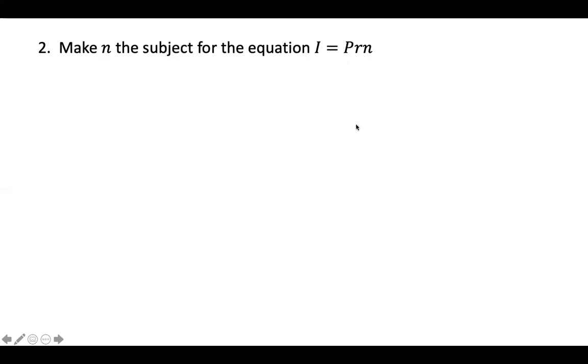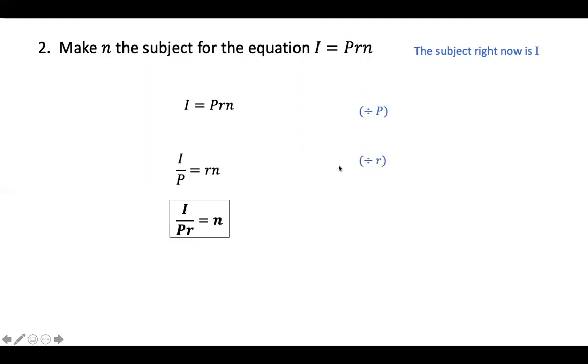Example number 2. Right now the subject is I because that's the thing that's all by itself. We want to make n the subject, so we need to get that p and that r out of there. So we can divide both sides by p and then divide both sides by r. And that is it.